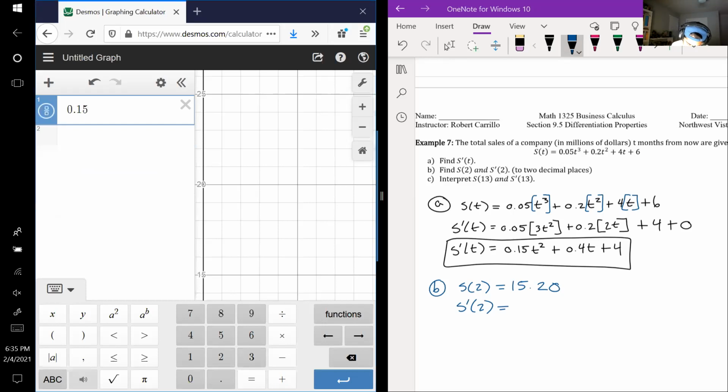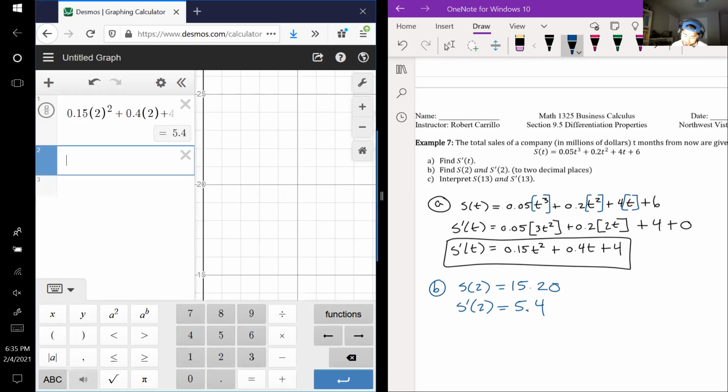Good. And now I'll plug it into the second one. 0.15 times 2 squared plus 0.4 times 2 plus 4. And the last one, you get 5.4. Everybody good with that? We're trusting you. There you go. Now you're trusting me. I typed that one correctly. The first one, not so much. Can we double check the first one? That's why I said I trusted you guys, but you can double check it if you want. All right, let me check. That's going to be cubed plus 0.2 times 2 squared plus 4 times 2 plus 6. 15.2. You guys are lucky. All right. There you go.